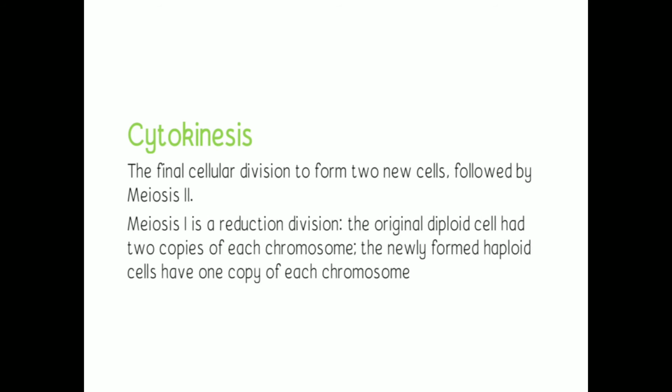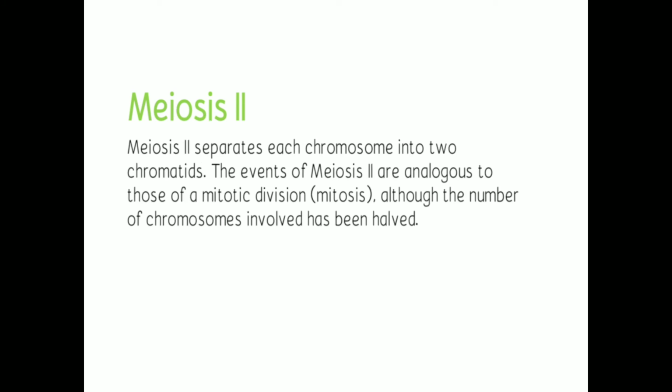Lastly, meiosis 1 is a reductional cell division wherein the original diploid cell had two copies of each chromosome and the newly formed haploid cells have only one copy of each chromosome. Meiosis 2 separates each chromosome into two chromatids, and the events of meiosis 2 are analogous, or the same, to mitotic division, or mitosis, although the number of chromosomes involved has been halved.